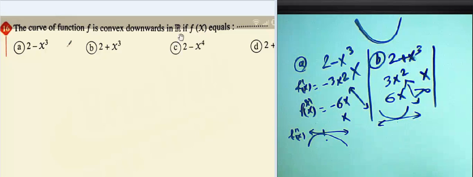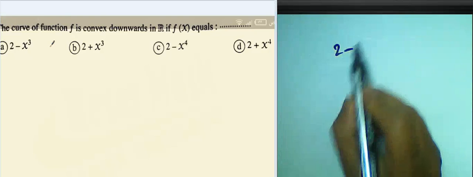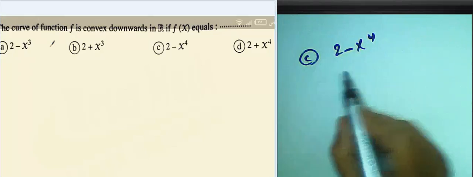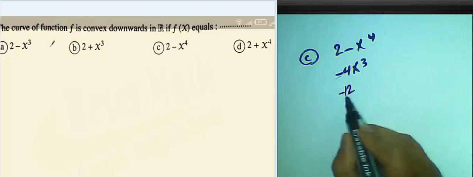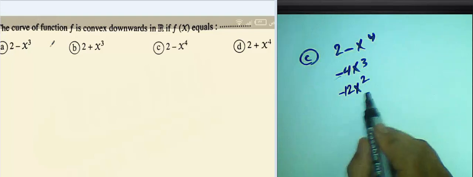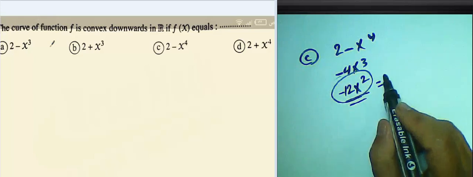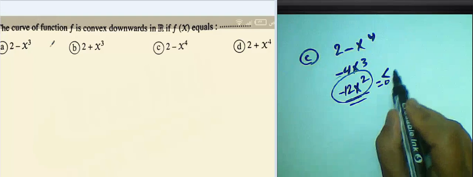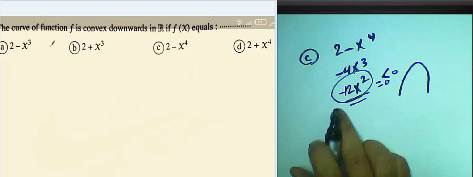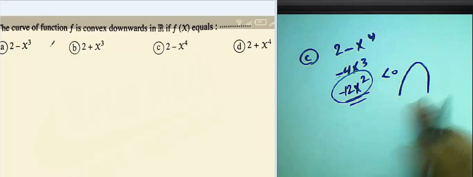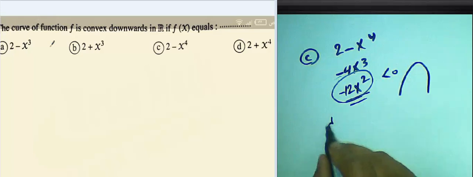Okay, look at letter C and letter D. Letter C, we have 2 minus x^4. The first derivative here will be negative 4x^3, and the second derivative will be negative 12x^2. Put this function equal to 0. But this function will be less than what? Less than 0. He wants the curve down, but this curve will be up because the second derivative will be less than 0. So the result will be letter D.